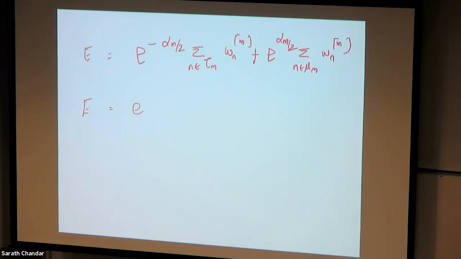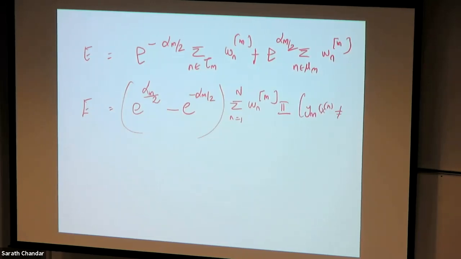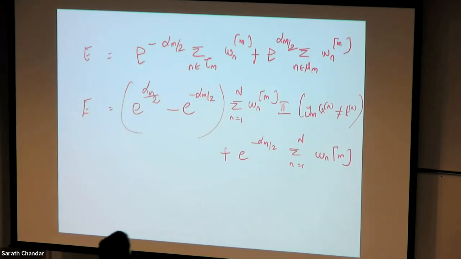I'm going to add and subtract something. Now, there is e^(alpha_m/2). I'm going to put minus e^(-alpha_m/2), summation over n equal to 1 to capital N w_n^(m), indicator function y_m(x_n) not equal to t_n, plus e^(-alpha_m/2), summation n equal to 1 to capital N w_n^(m). So what did I do here? I just added and subtracted something. Let's look at what I have added and subtracted.